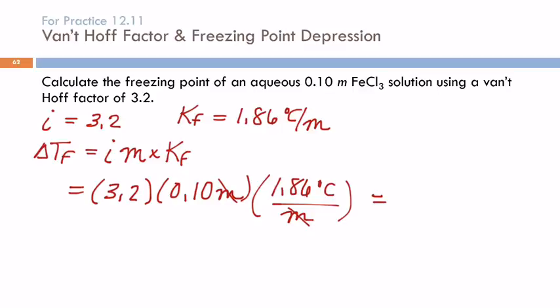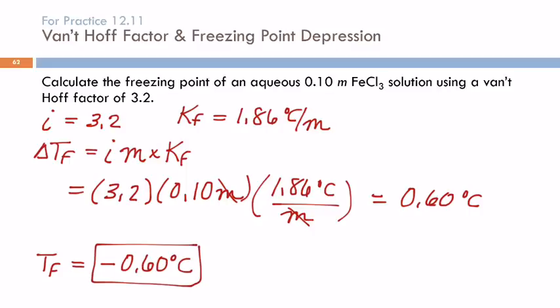We should have 2 significant figures here, so this is going to be 0.60 degrees Celsius. Why is it 2, not 3? The Van 't Hoff factor is just 2. Okay. And that's a measured number. It's not exact. And the molality is only 2. So what's the freezing point then? 0.60. No, negative 0.60. The freezing point then is going to be negative 0.60 degrees Celsius, because pure water freezes at 0. Any questions?